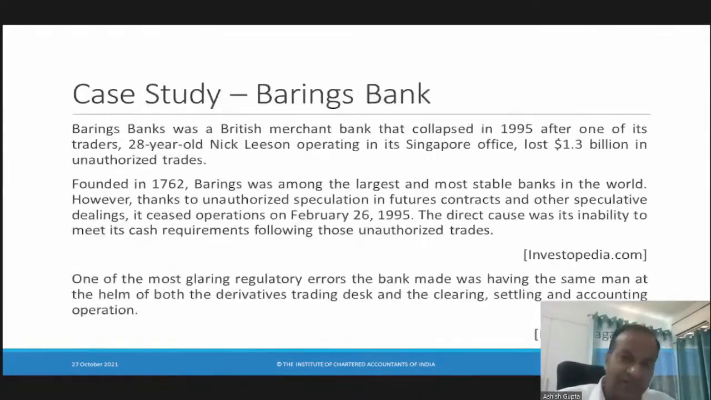In this case I will quote a very interesting case study, Barings Bank. Just read the slide carefully, then I will discuss with you what exactly this case is about.